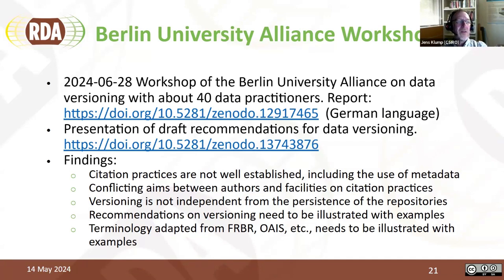The main findings were that citation practices are still not well established, and that includes how we present the metadata and whether we version metadata. We found that there are conflicting aims between authors and facilities on citation practices. Then there's also a question of what persistence of the repositories themselves means for versioning. Do things sometimes need to move? What happens then?